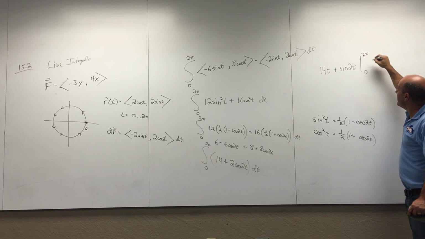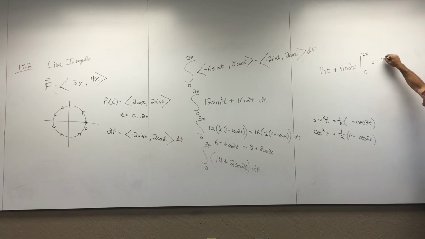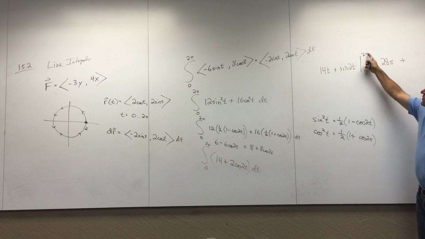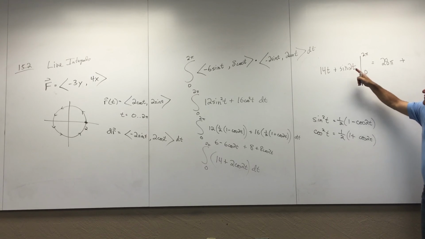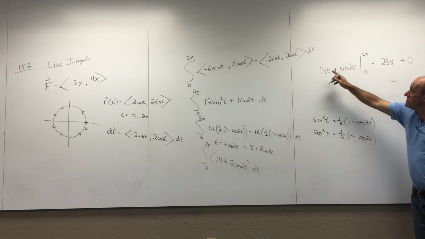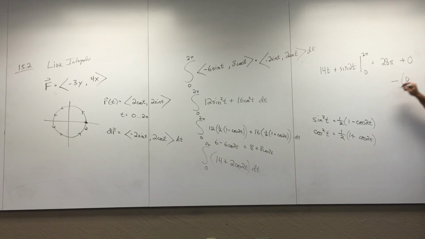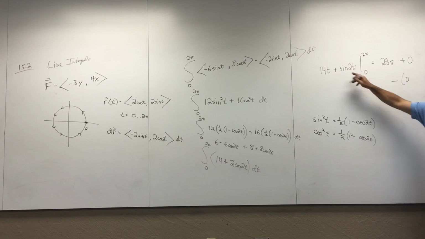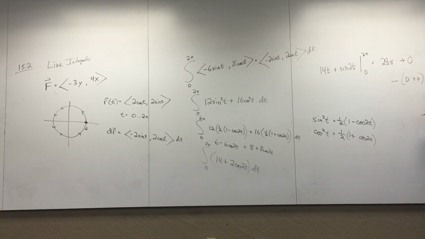Here comes the fun part. Plugging in a 2 pi gives you 28 pi plus the sine of 4 pi, which is 0. Minus, when you plug a 0 in there, that's a 0, and the sine of 0 is 0. So we're cool. We're all done. Even if I wouldn't have integrated those sines, the answer is 28 pi. Wow, that was a pretty good problem.